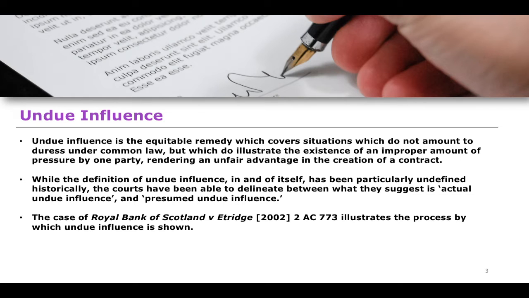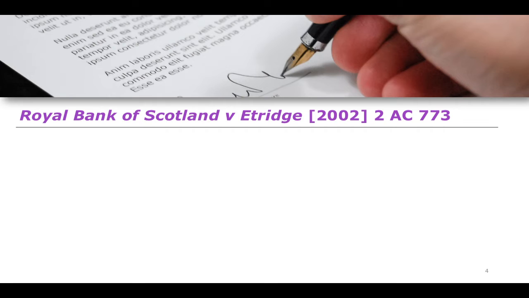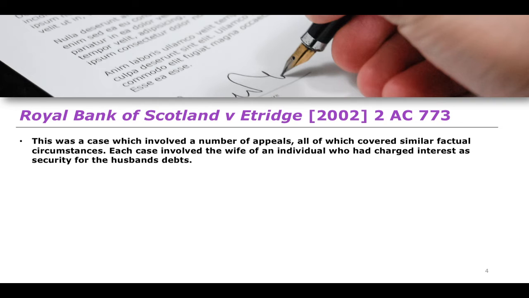And to really illustrate this point, I would like to refer your attention to the Royal Bank of Scotland versus Etridge, a case from 2002. Royal Bank of Scotland, by the way, I believe no longer exists as a result of events taking place in and around 2008. So, this case involves a number of appeals, and all of these appeals cover similar circumstances.